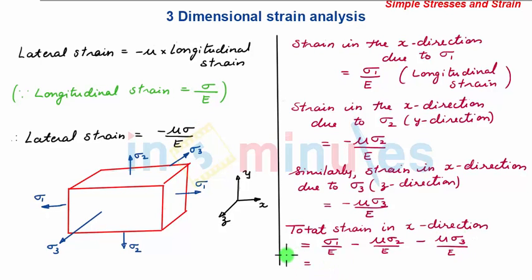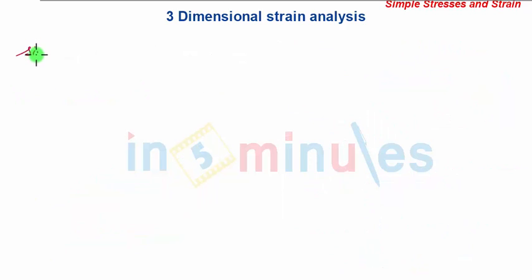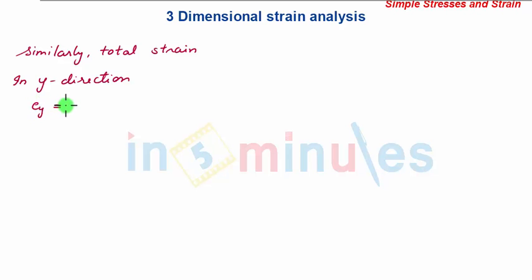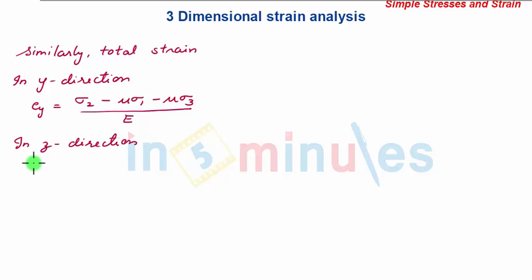So we get total strain in X direction, which is Ex, equal to sigma 1 minus mu sigma 2 minus mu sigma 3, the whole upon E. Similarly, we can write the total strain in the Y and Z direction as Ey is sigma 2 minus mu sigma 1 minus mu sigma 3, the whole upon E, whereas in Z direction we can write Ez as sigma 3 minus mu sigma 1 minus mu sigma 2, the whole upon E.